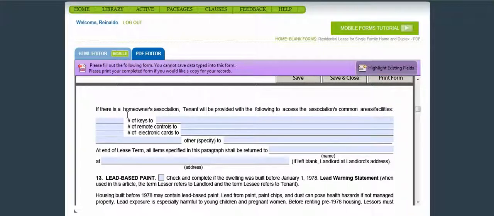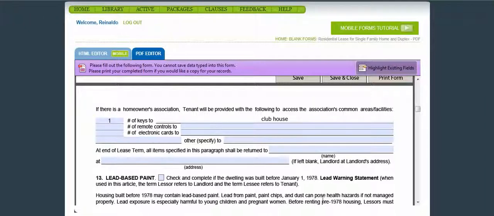Okay. If there's a homeowners association, the tenant will be provided with the following to access the association common areas. Normally there's just 1 key to, let's say, the clubhouse. Must specify that. Okay. All this needs to be done before we exchange keys. If there's a remote, any electronic cards to get into the property.